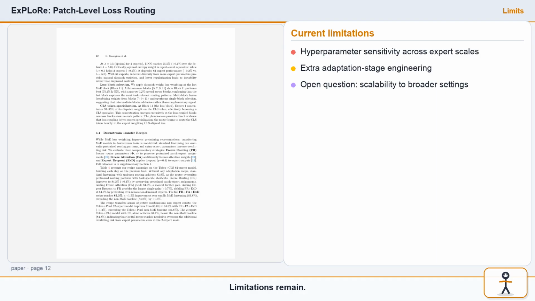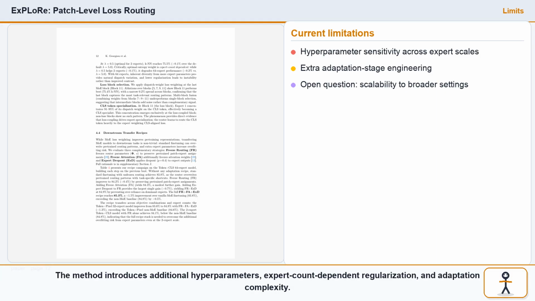Limitations remain. The method introduces additional hyperparameters, expert count-dependent regularization, and adaptation complexity. Future work should reduce recipe sensitivity and test whether similar loss routing extends cleanly to larger backbones and multimodal objectives.